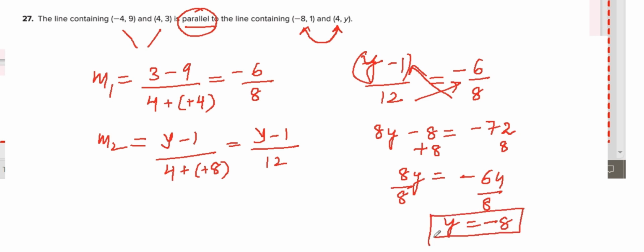So question number 26 and 27 are very, very important. If they are saying that they are parallel, just make the slopes equal and get the value of y. If they say perpendicular, multiply the slopes and it should be equal to minus 1, and get the value of the variable. So question number 9 is completed.